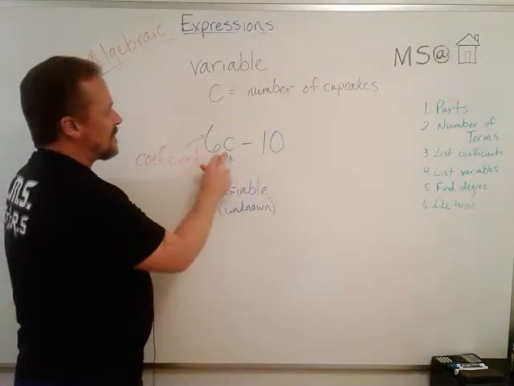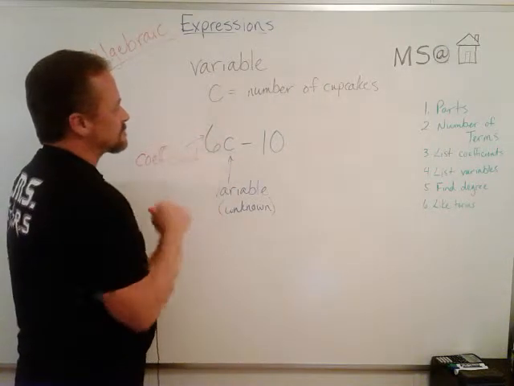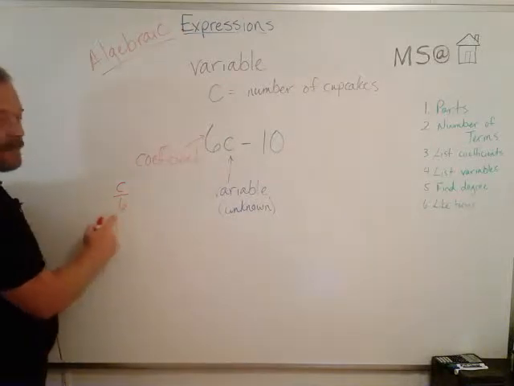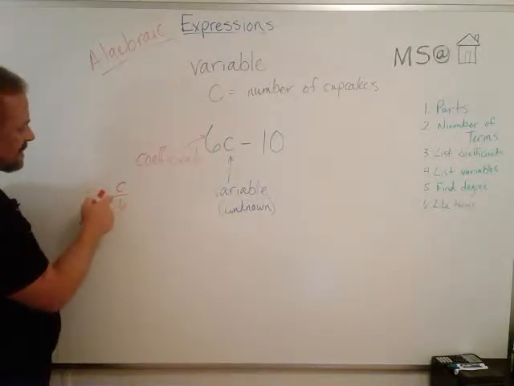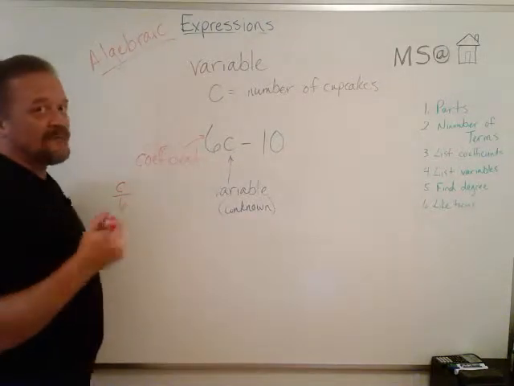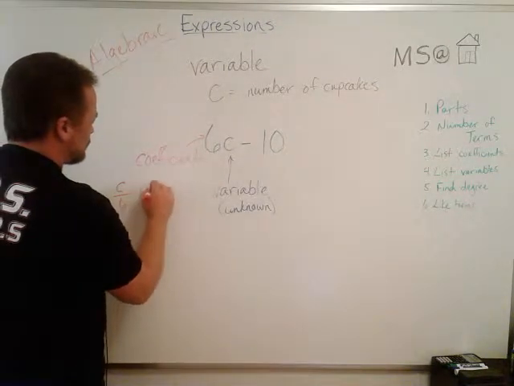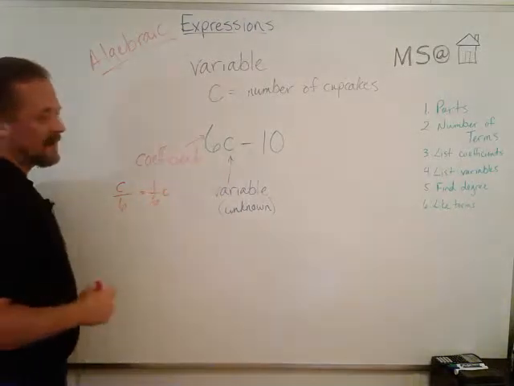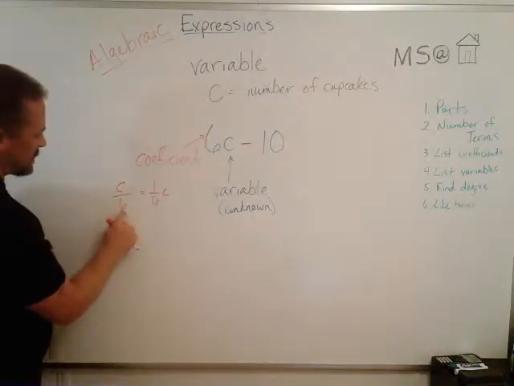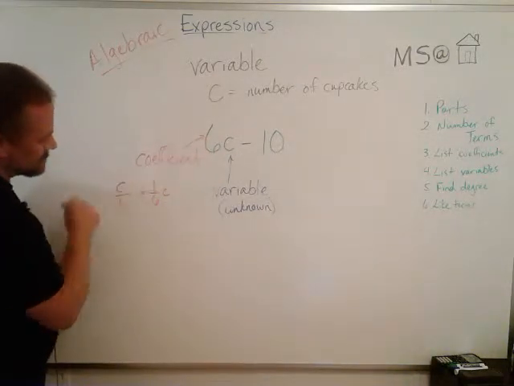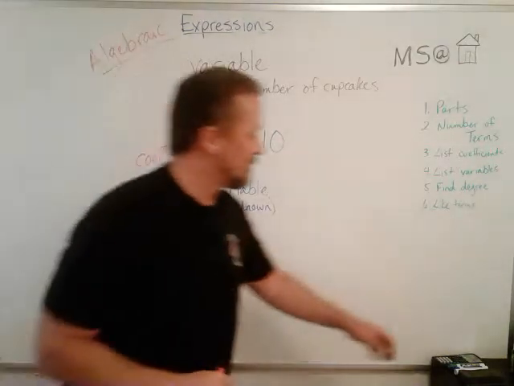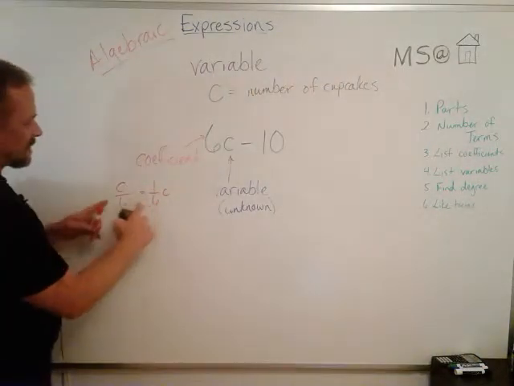You may see a coefficient stuck to a variable. You may see a variable sitting on top of a coefficient. This means C divided by 6, okay? You may see a fraction multiplied by the variable. Coefficient, coefficient, coefficient, okay? You okay with that so far? We'll get to some more practice with this kind of idea a little bit later.